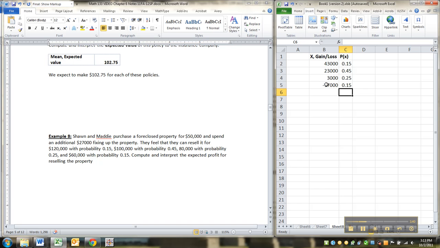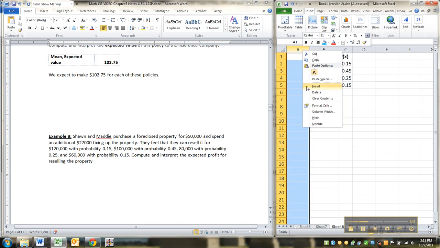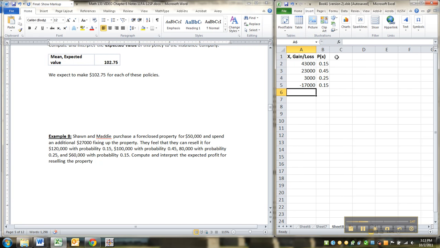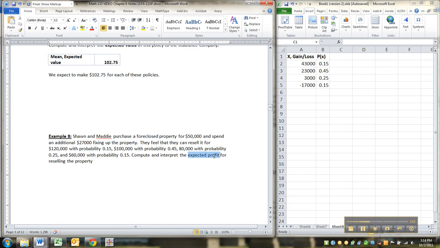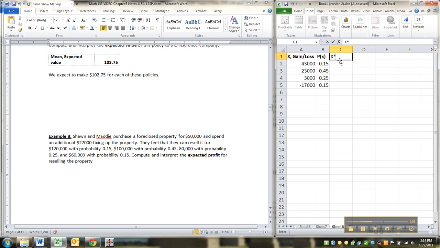It's very important that you keep your negatives and your positives in place here, right? You need to have negative values if you're losing, positive values if you're winning. Okay, so now we need to find the mean, because they ask for the expected profit, right? Expectation. So we need the mean. Whenever you say the word expected, it means mean. So we're going to multiply x times p of x. So that's equal to this cell times that cell, and I will just drag down.